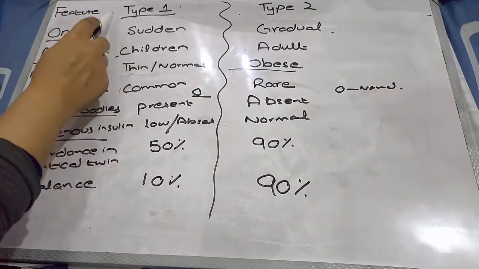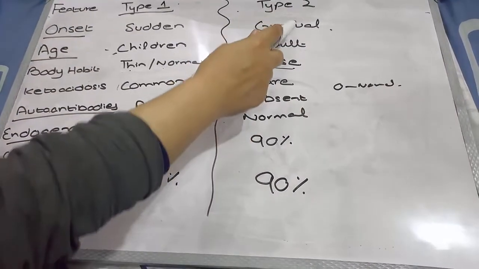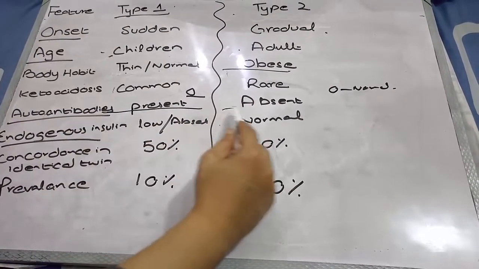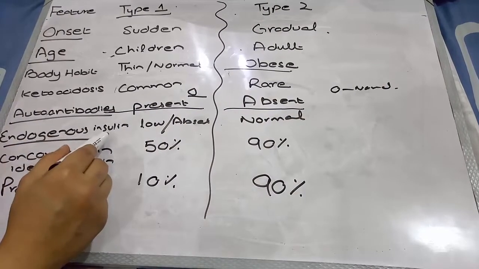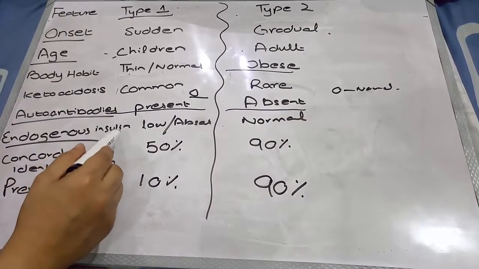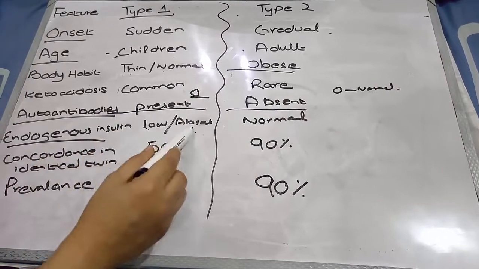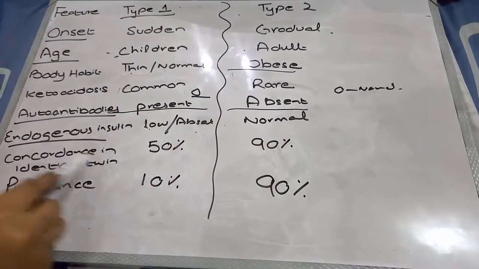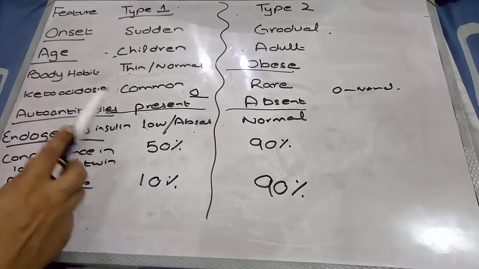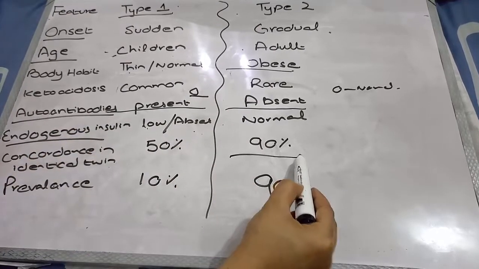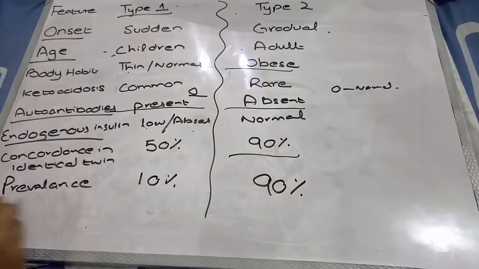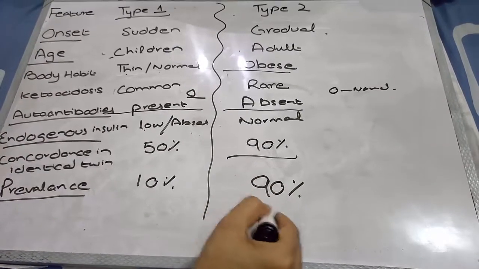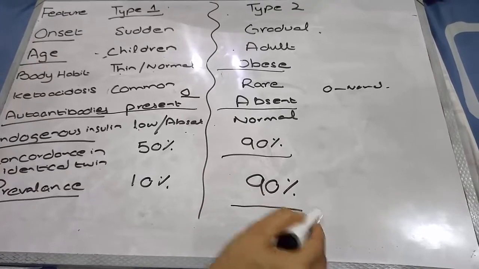Ketoacidosis is more common in type 1 diabetes. It is rare in type 2 diabetes. Autoantibodies are present in type 1 diabetes, whereas they are absent in type 2 diabetes. Endogenous insulin, which means the presence of insulin inside your body, is low or absent in type 1 diabetes, whereas it is normal in type 2 diabetes. Concordance in identical twins is 50% in type 1 diabetes and 90% in type 2 diabetes. Then we have discussed the prevalence rate. Type 1 is 10% prevalent, and type 2 diabetes is most common in prevalence, at 90%.